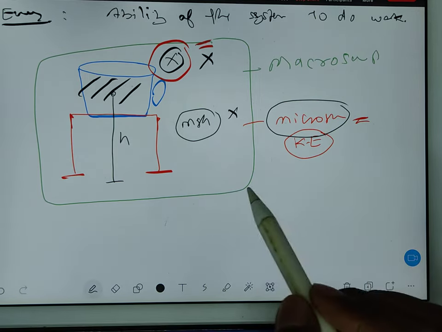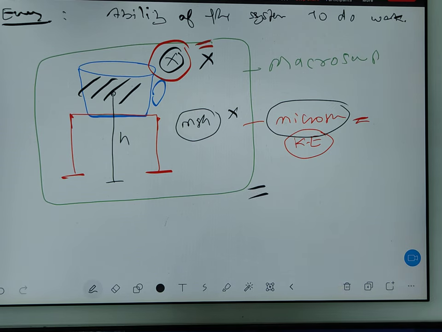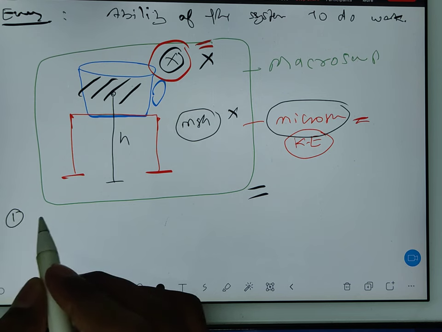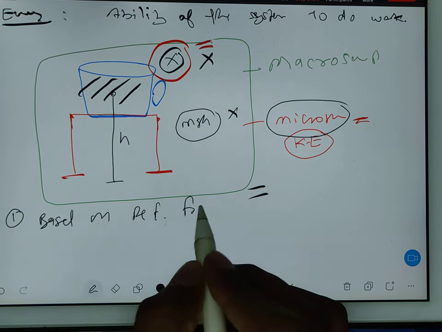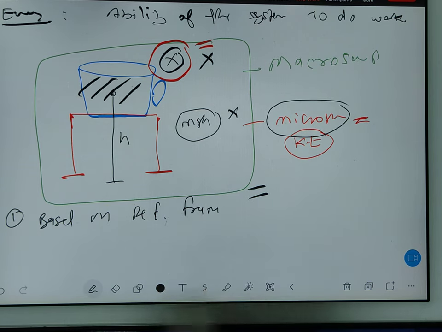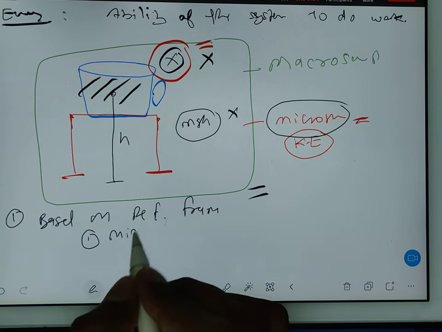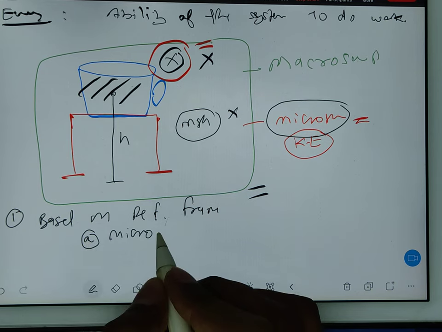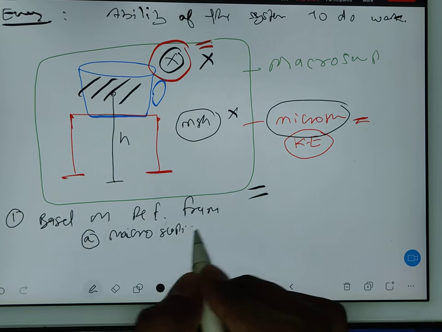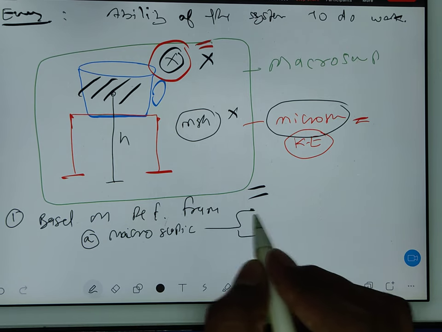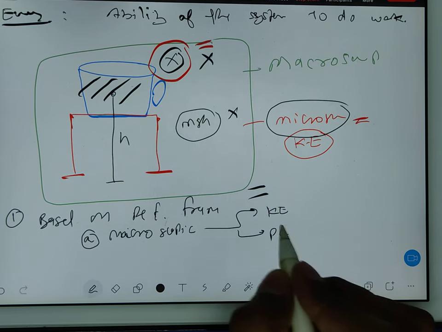So only this much is enough to understand the energy, that it depends on reference frame. So you take down first one, based on reference frame. Reference frame means micro or macro. So first one, as you put A, first one is macroscopic. In this you have two types of energies. One is kinetic energy, one is potential energy.